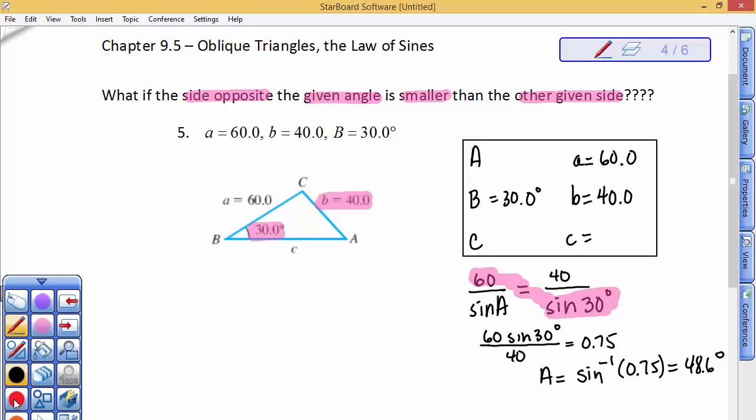Okay. And so I'm going to come over here and put the 48.6 degrees. So I continue on. These two had to be 78.6. Therefore, 180 minus that is 101.4 degrees.